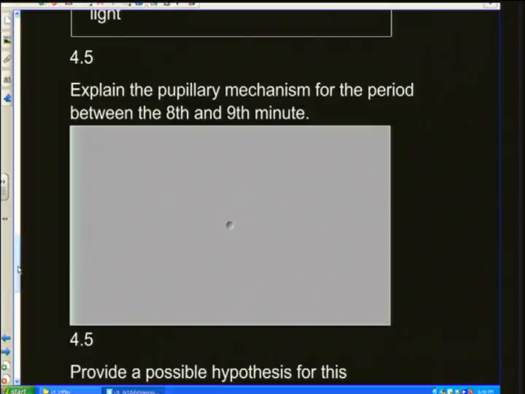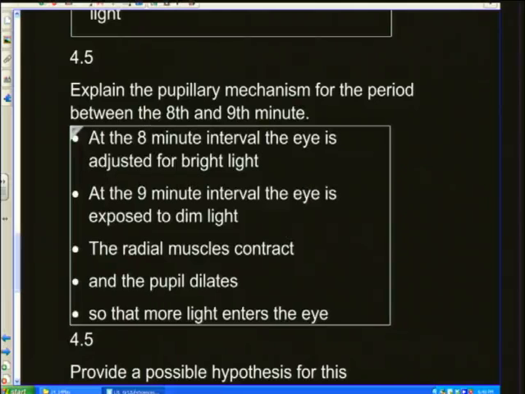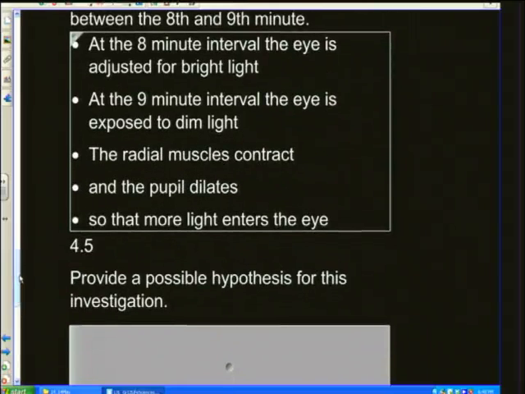Explain the pupillary mechanism for the period between 8 and 9. I'm not going to discuss this because we've already done the pupillary mechanism, but there's a story there, adjusted for bright light. So at night, we're exposed to dim light. So from bright to dim.